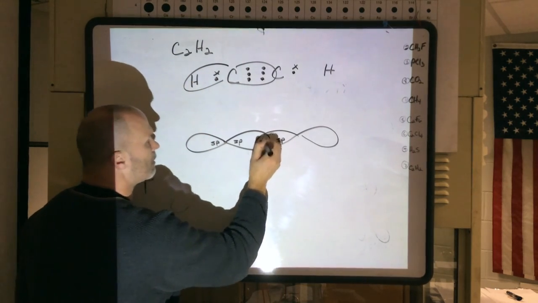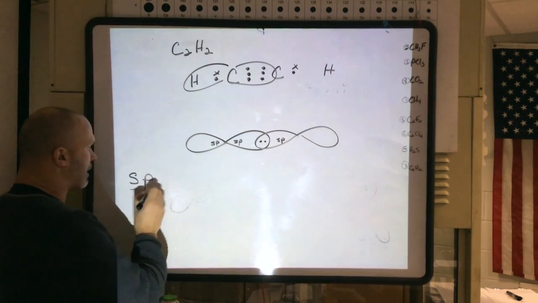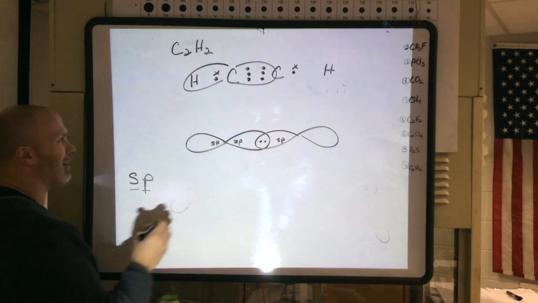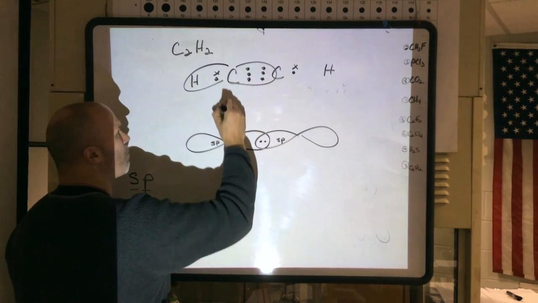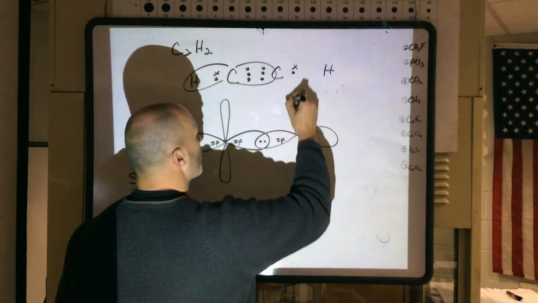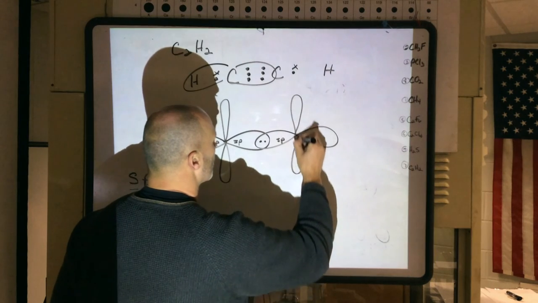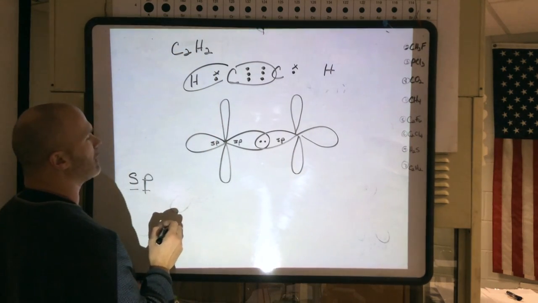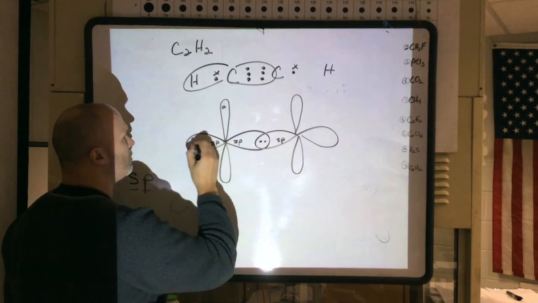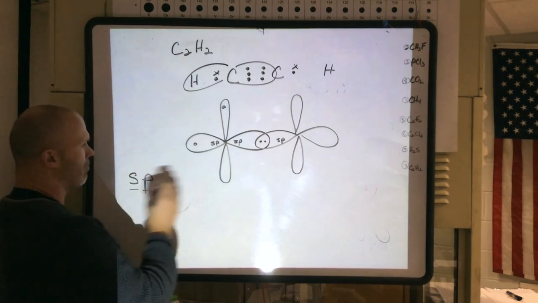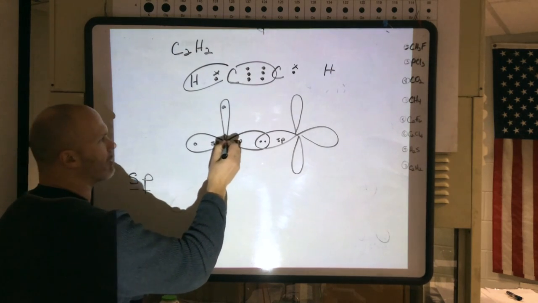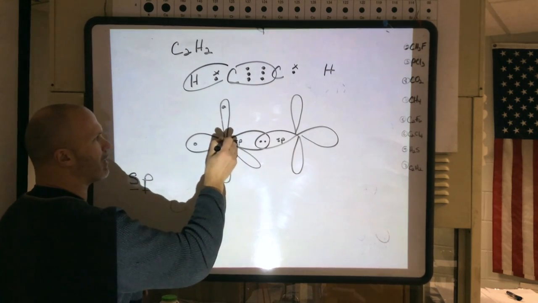Here's one bond. Now if an S and P came together, aren't we missing 2 more P's? Right. So this has an unhybridized P orbital here, unhybridized P orbital here and here. So what's the valence electrons for the carbon? 1, 2, 3. Remember, this is one P orbital. There are 2 P's for each carbon, so we have to draw another one. This could be the Z coming at you.